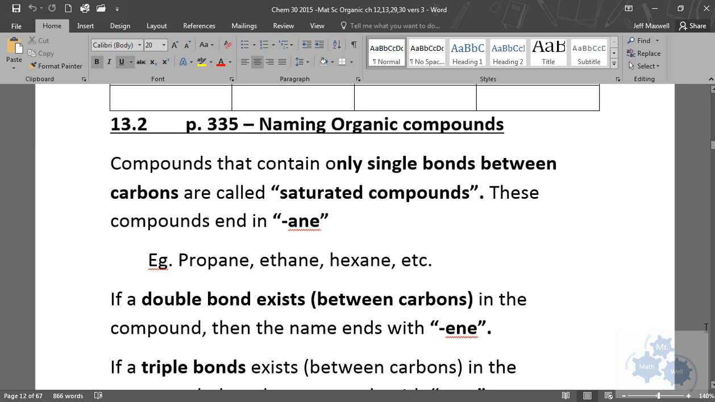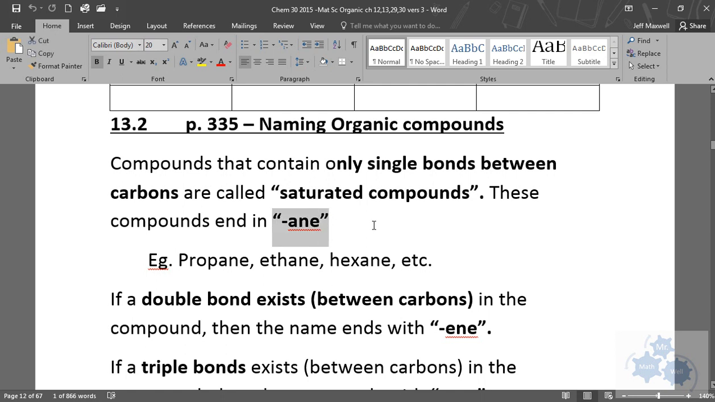Alright, so a little bit of a review video here then, and a bit of a review lesson over the last few days of notes. We talked about naming organic compounds. Of course, the important thing that you should know is that if there are only single bonds between the carbons, it is called a saturated compound, and the compounds end in the suffix "ane".